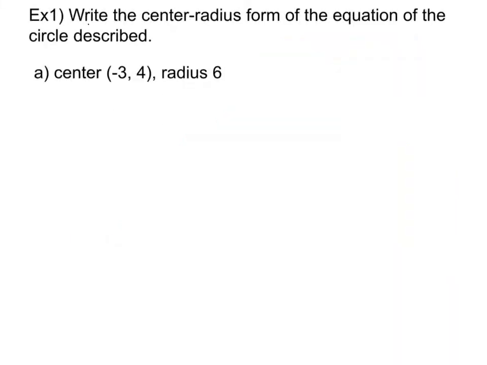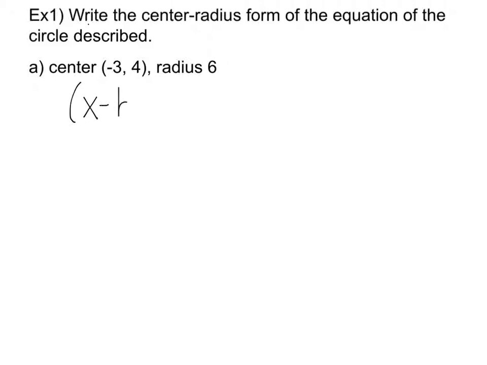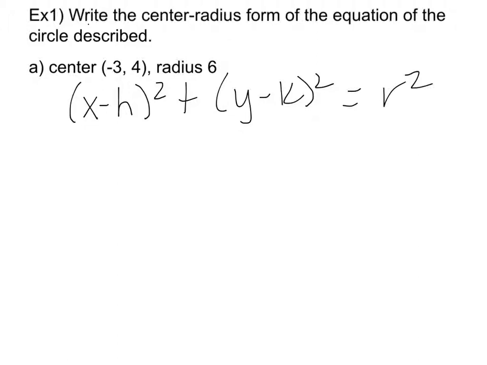Okay, let's take a look at this example. We want to write the center radius form of the equation of the circle described. So I'm given that my circle has the center at (-3, 4) and has a radius of 6. So let's put in all the information that we have. So our formula is (x minus h) squared plus (y minus k) squared is equal to r squared. If you have a center and a radius, this is your h and that is your k whenever it comes to your center, and then your radius of 6.